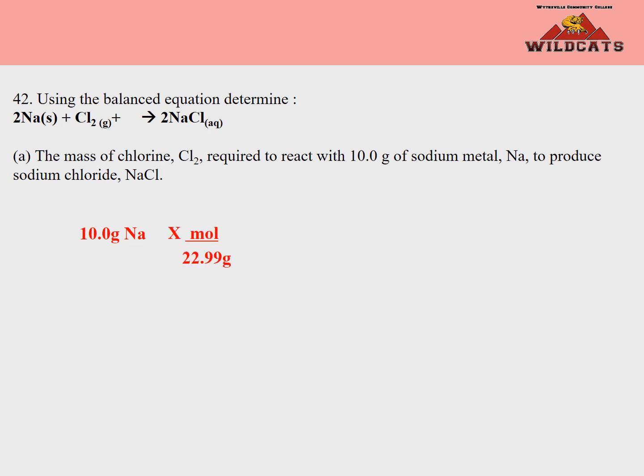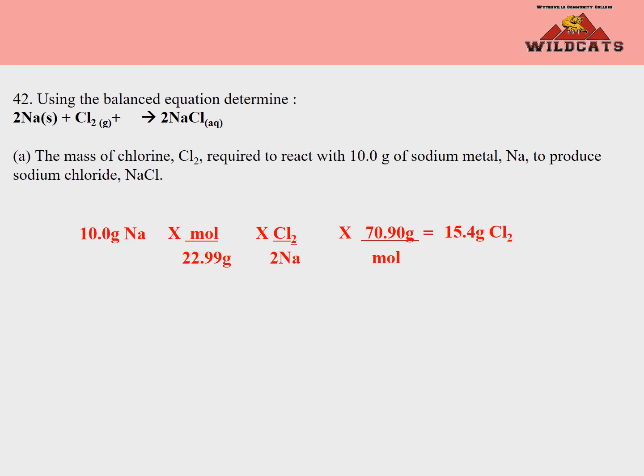So we've got 10 grams of sodium metal. We're going to get rid of the mass of sodium by dividing it by its molar mass. We then need to use the mole ratio from the equation. There's a 2 in front of the Na, and then we've got the Cl2. And if you remember from a previous problem, the mass of Cl2 is 70.90. We get rid of the moles. And to find the answer, we're just going to take 10 divided by 22.99, divided by 2, times 70.90.